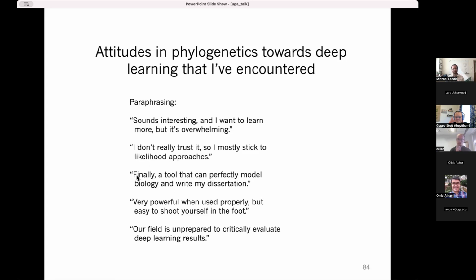Some people are overenthusiastic. They say, perfect, now I can solve all the world's problems. Let's move on. We don't need likelihood anymore. That seems excessive. Some people, I think, think it's powerful, but they also think it's dangerous.